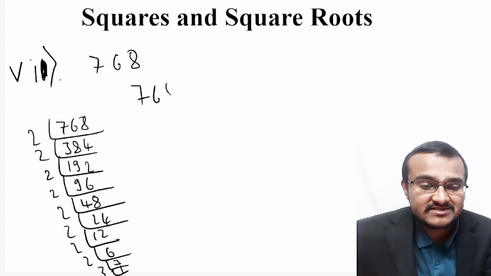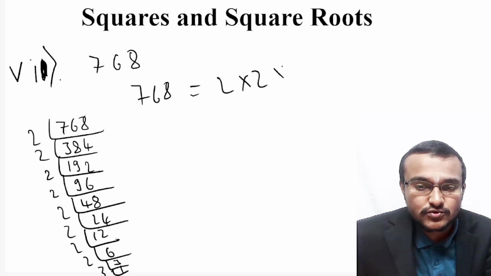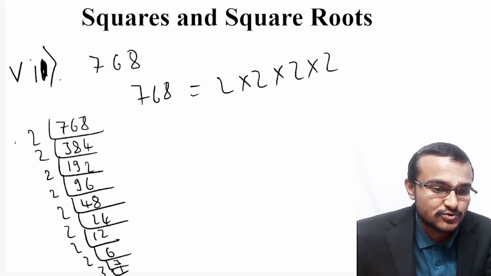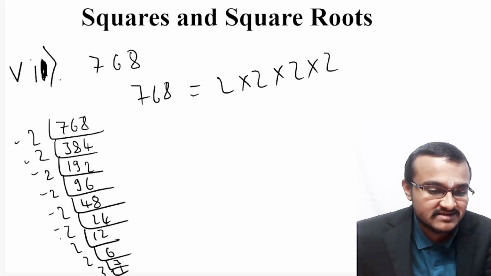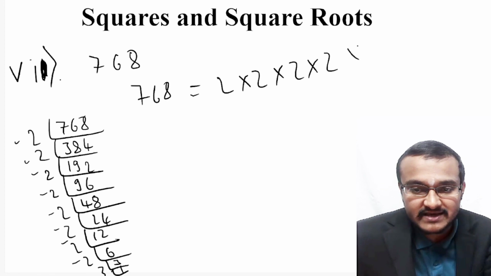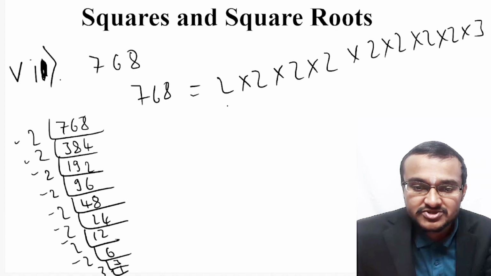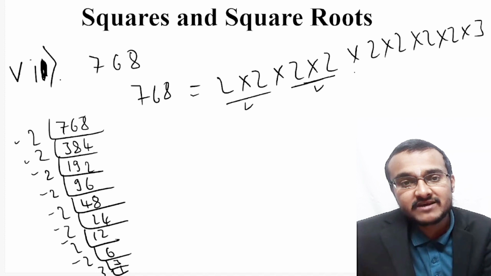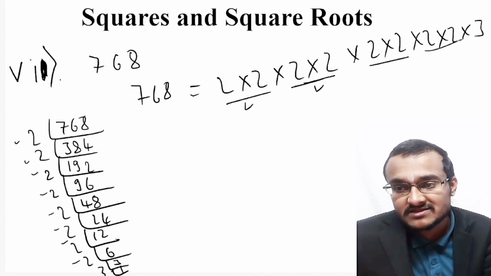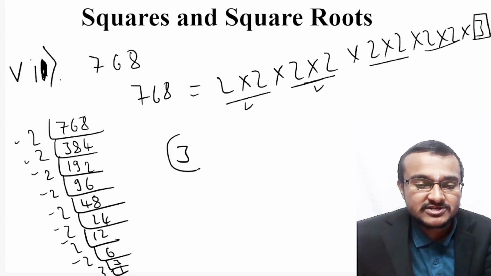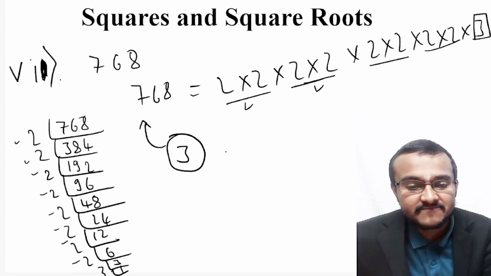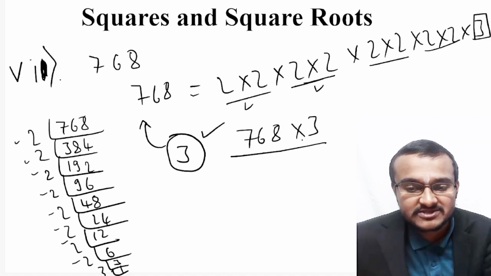So here 768 is actually equal to 2 into 2 into 2 into 2. Just count how many 2s are there. 1, 2, 3, 4, 5, 6, 7, 8 2s are there. So 8 times 2 you can multiply, and one single 3 is there. So these 2s can pair up with each other. But this 3 is left alone. So the smallest whole number which should get multiplied with this 768 is 3. So when you multiply this 768 with 3, you will get a perfect square number.